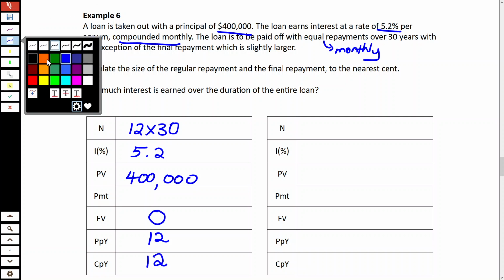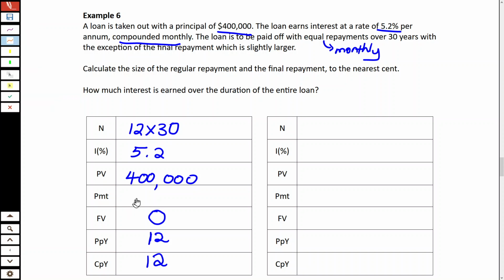So go ahead and do that. What do you get? I'm expecting the payment to be negative because I'm paying money to the bank. $4,435. Thank you.